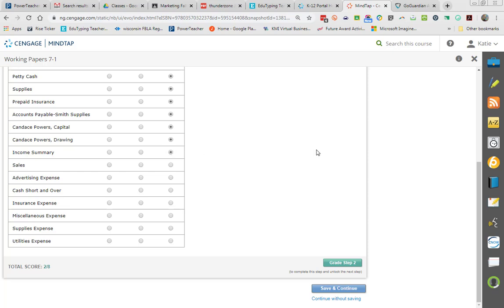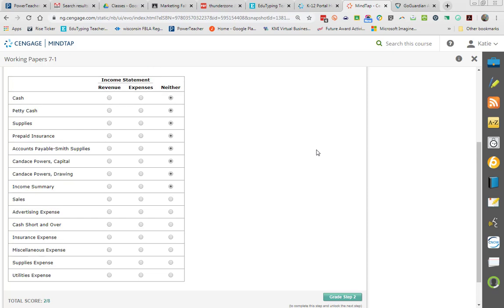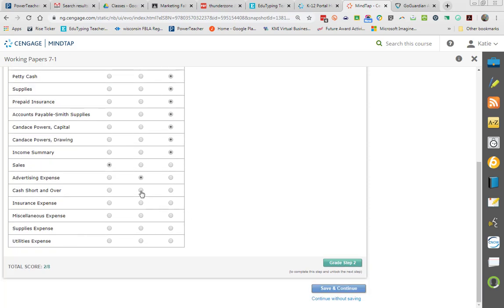So now I'm to the word sales. Is sales a revenue or expense? It is a revenue, so you're going to choose the revenue section. Now, advertising expense has the word expense in it, so therefore it must be an expense. Now, cash short and over is actually an expense, even though it doesn't have the word expense in it. Insurance expense is an expense. Miscellaneous expense is an expense. Supplies expense is an expense, as is utilities expense. So this one, they're just having you look at your accounts and then deciding if it goes on an income statement or not.